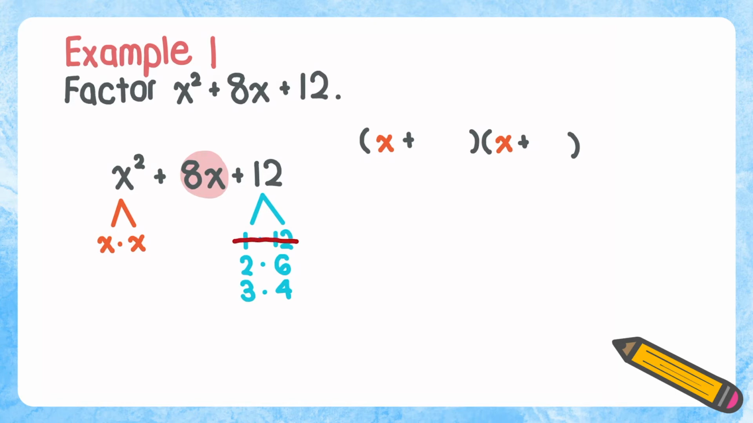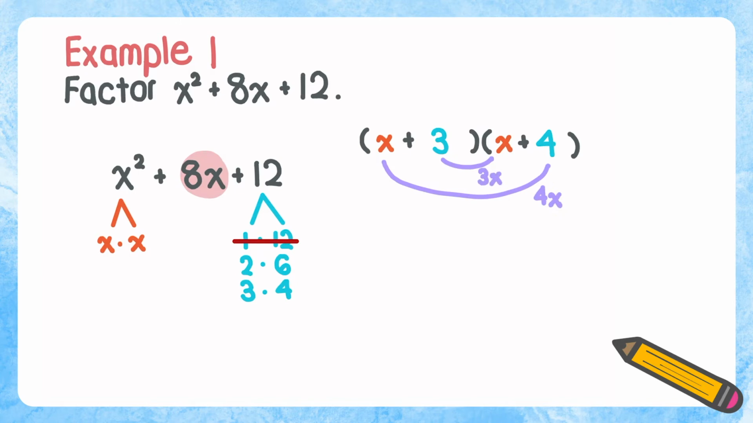I noticed that this 1 times 12, that's probably not a good fit since we're trying to go for 8x in the middle. So I just feel like 12 is going to be too big of a number. So instead, let's try 3 and 4. So x plus 3 times x plus 4. And to check our work, we want to multiply the two outside terms and the two inside terms. So x times 4 is 4x, and 3 times x is 3x.